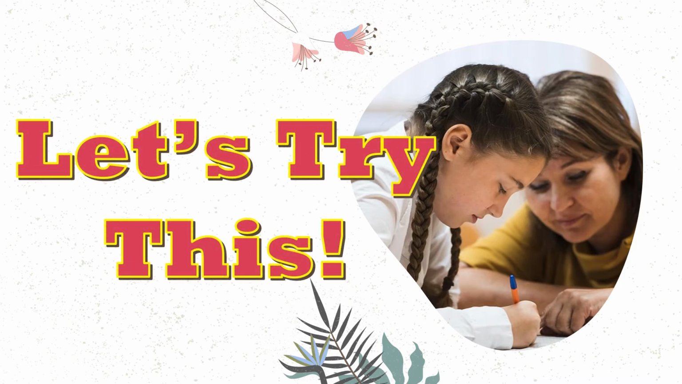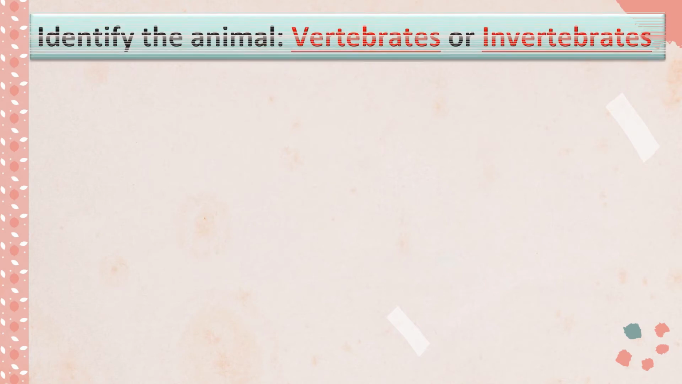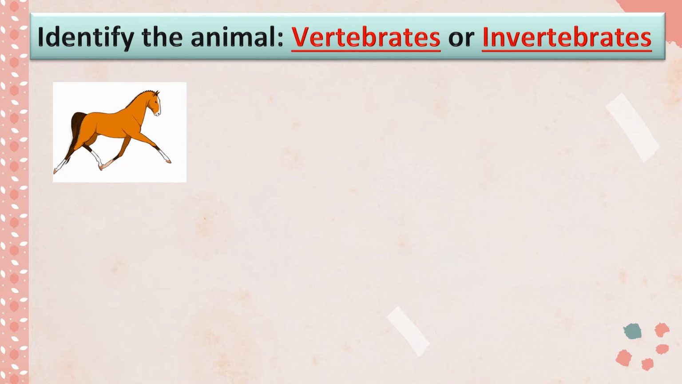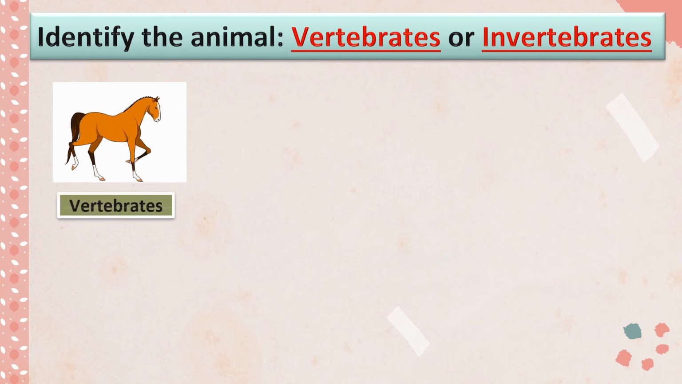Now, before we continue, let's try to answer this. Okay, for this activity, the instruction is to identify the animals. You can answer vertebrates or invertebrates. Okay, are you ready everyone? Great, so let's start. What animal is this? Is it vertebrate or invertebrate? Okay, very good. This is invertebrate.